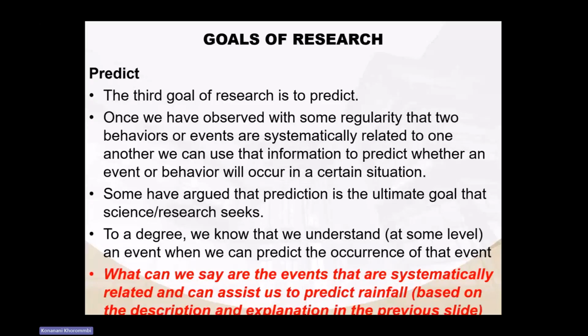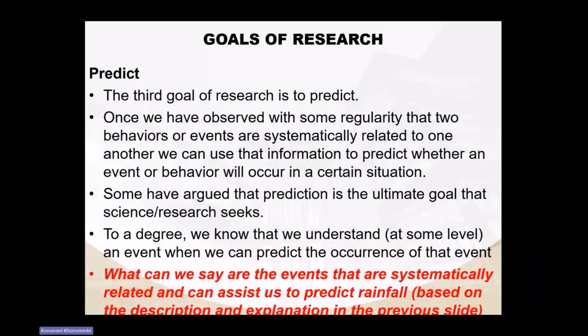Okay, let's continue. The third goal of research is to predict. And once we have observed with some regularity that two behaviors or events are systematically related to one another, we can use that information to predict whether an event or behavior will occur in a certain situation. Then, if we know that if it is very hot and it is very wet, it means that water will evaporate and it will rain. Only if there is sufficient heat and the wind behaves in another way, or the evaporation happens in another way, then it assists us to predict, oh, it will rain because the environmental conditions are favorable. They are only favorable if there is rising air, which is going to be condensed.